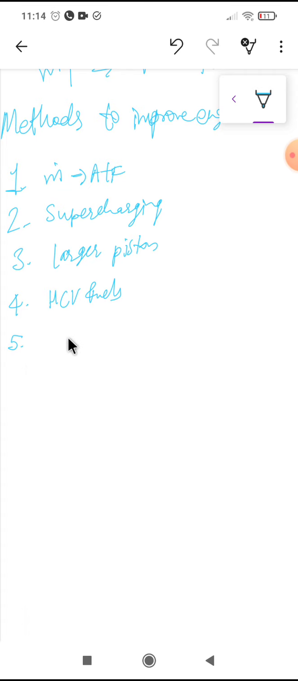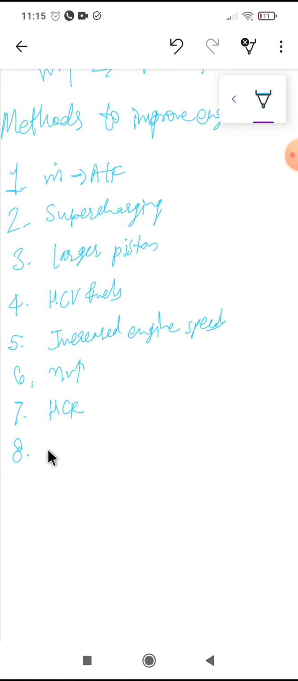Fifth, increased engine speeds. Then sixth is by improving volumetric efficiency, by increasing the volumetric efficiency by reducing pressure loss in intake manifolds and reducing the mixture flow restrictions. Then seventh is use of higher compression ratios. Then eighth is use of fuel additives.